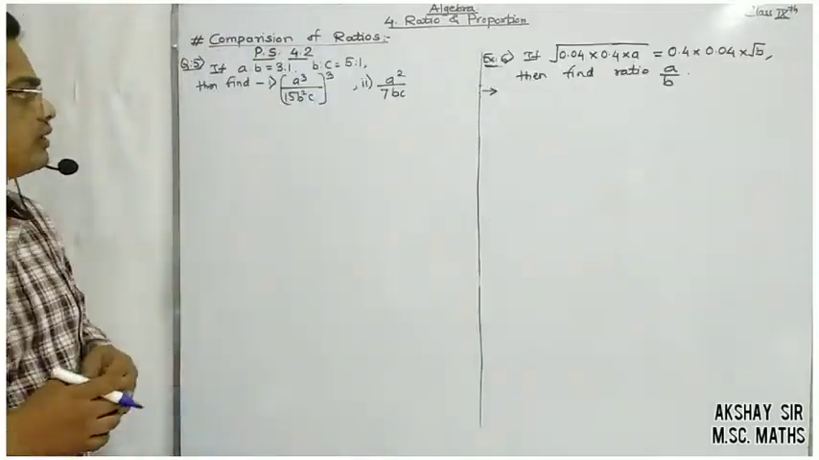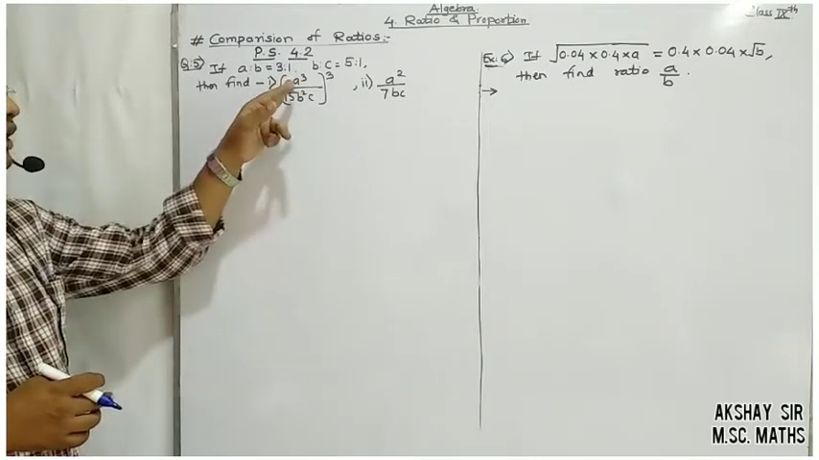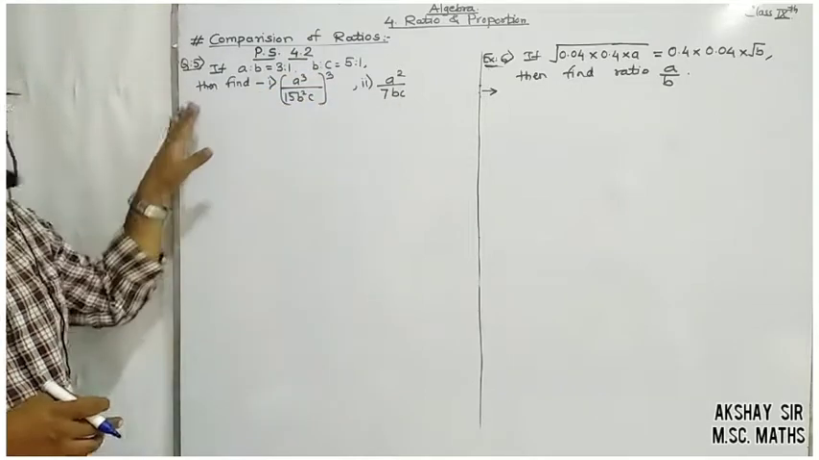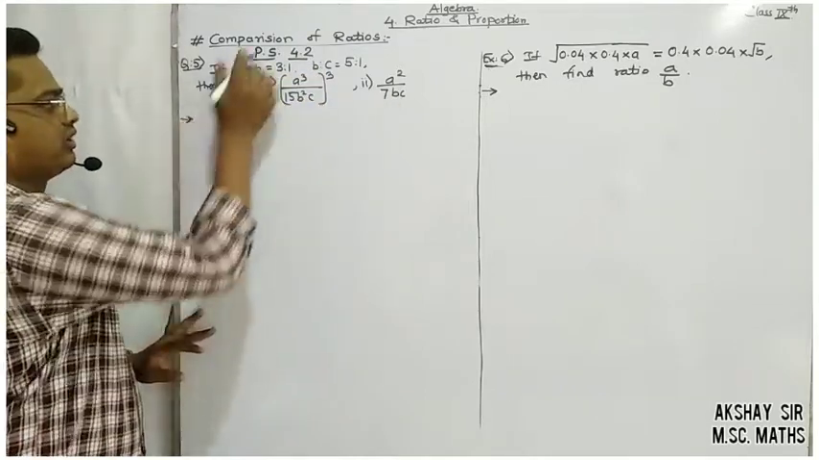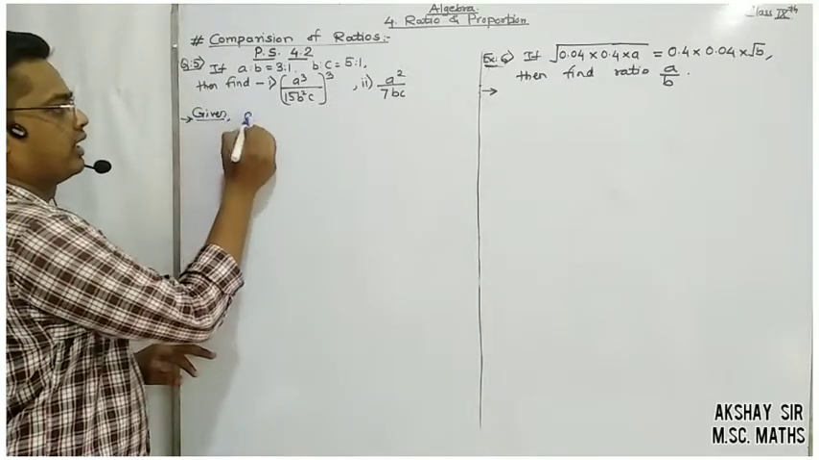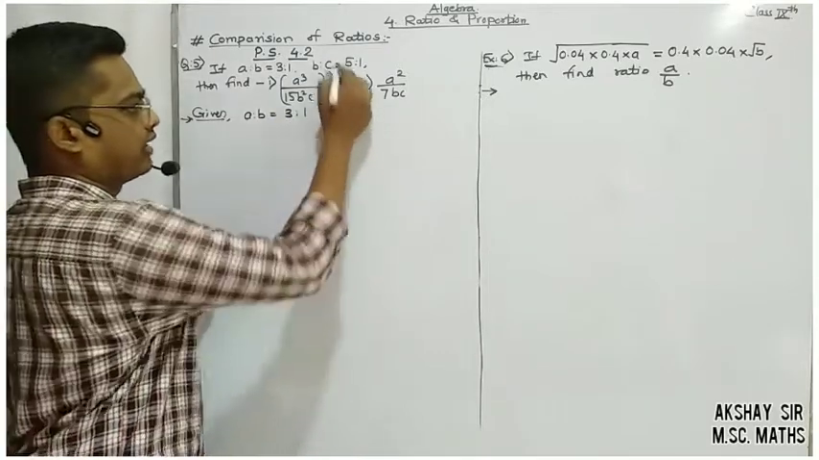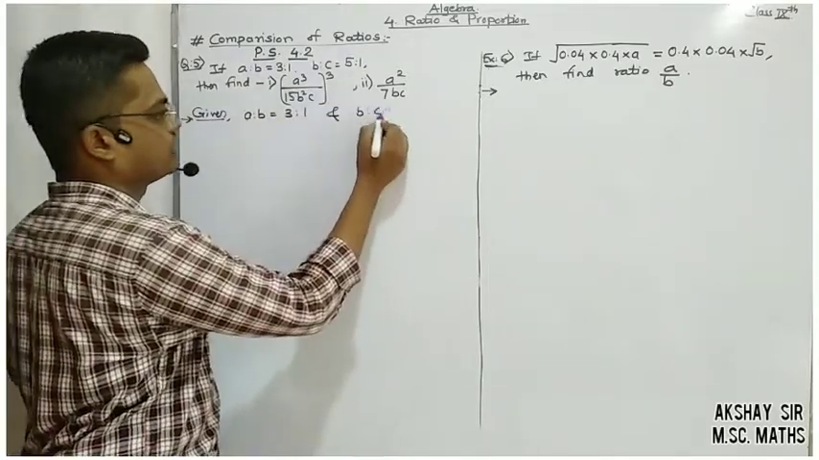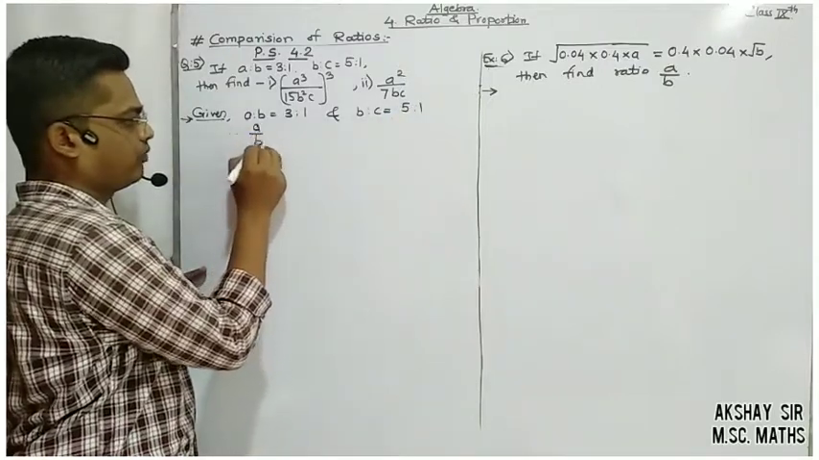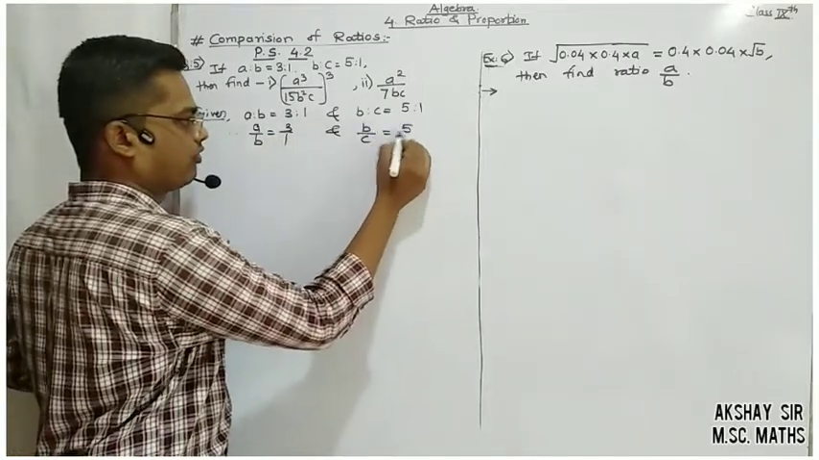If a is to b is 3 is to 1 and b is to c is 5 is to 1, then find the value of (a cube upon 15b square c) whole cube, and second one a square upon 7bc. So let us begin with the first given information. It is given that the ratio a is to b is 3:1, and the second ratio b is to c is 5:1. If we convert this into fraction form, we get a upon b equals 3/1, and here b upon c equals 5/1.